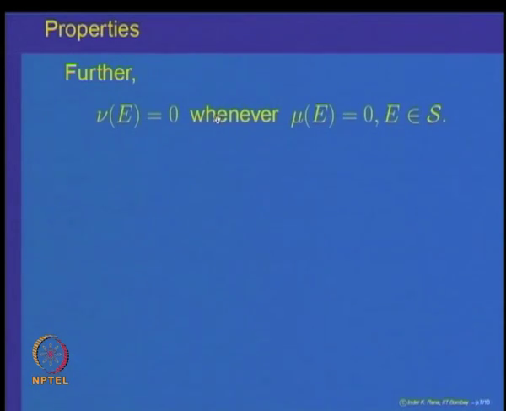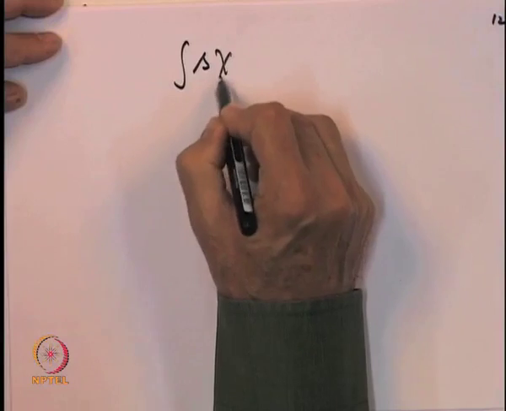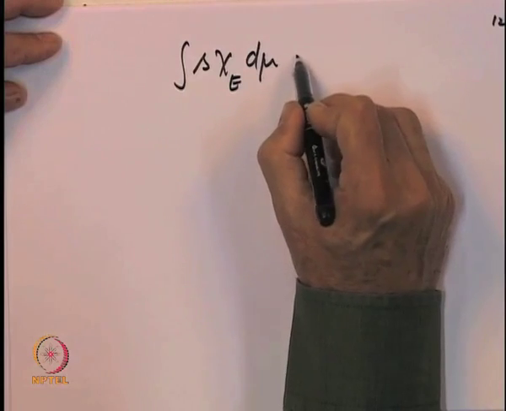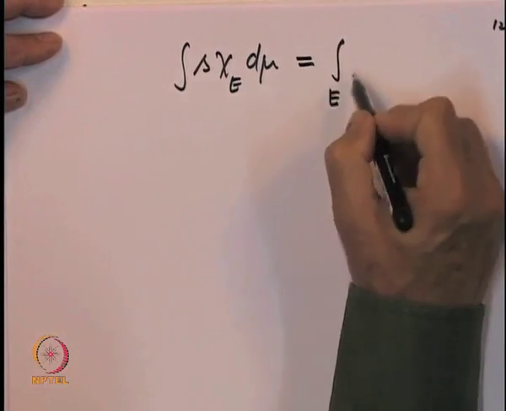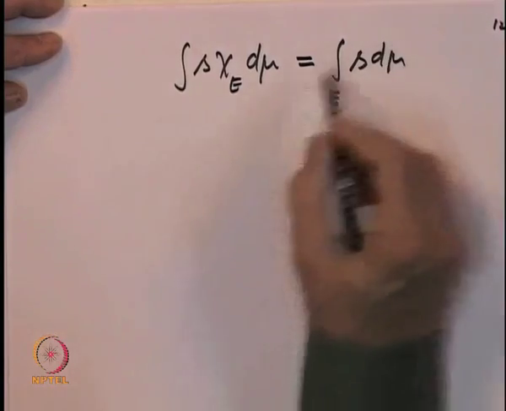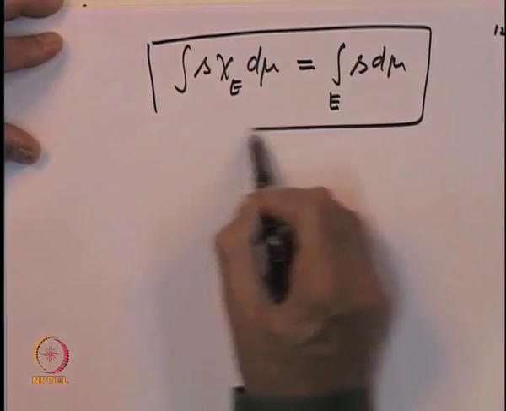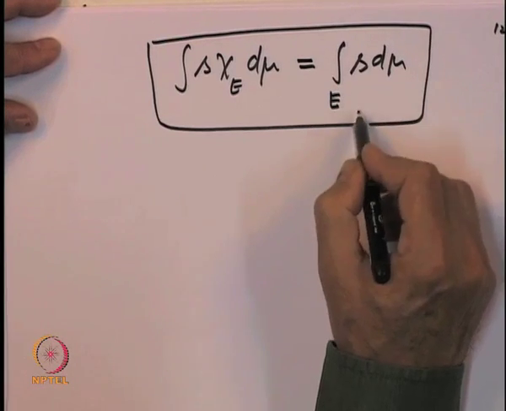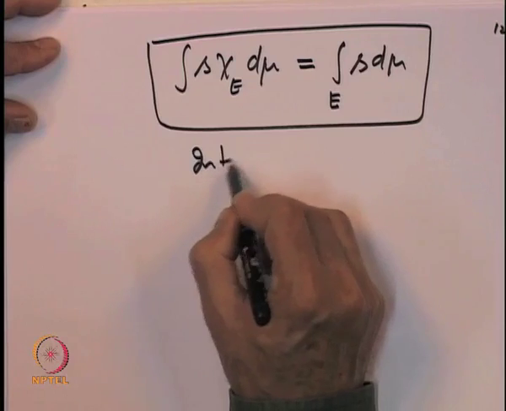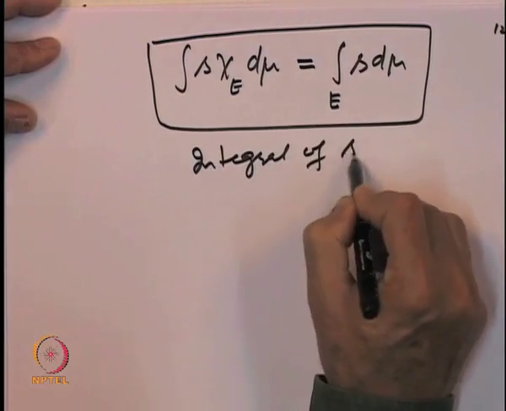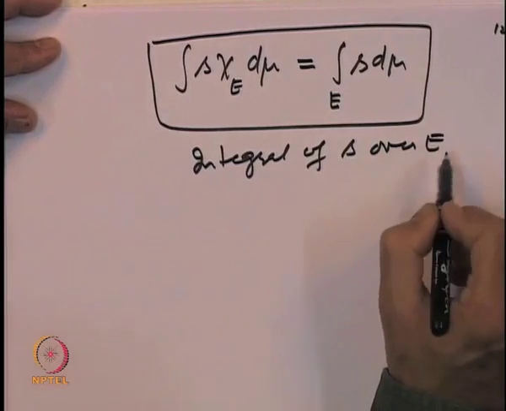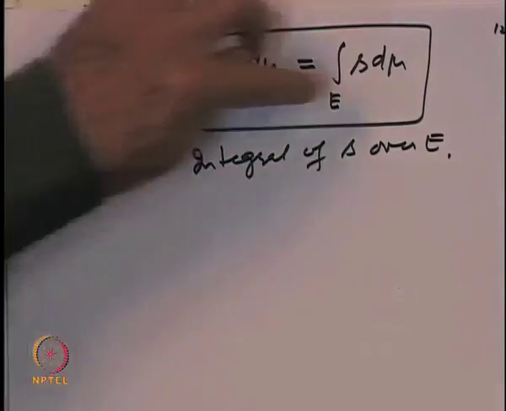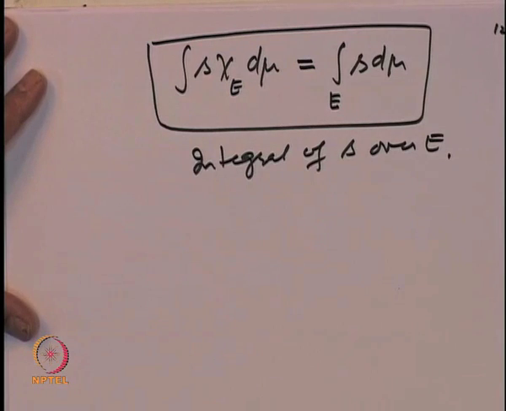And let us also mention that the integral of s times the indicator function of E d mu is also written as the integral over E of s d mu. So, this is another way of writing. So, this is called the integral of s over E. Okay. So, we say this is the integral of s over the set E. That is the notation we will follow, because outside E, s is 0 in this representation.